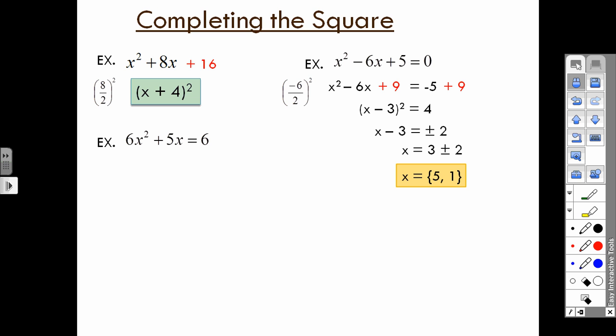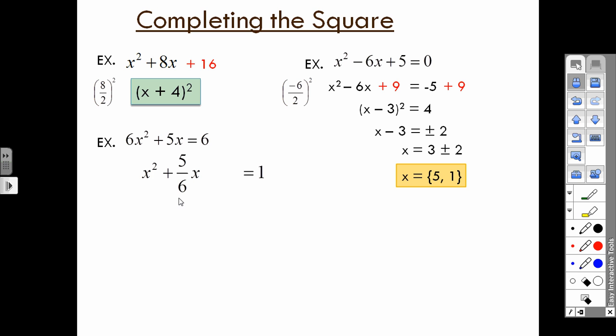So whenever you complete the square, what you need to be aware of is that the coefficient of the quadratic term, or a, needs to be 1. So when it's not 1, you have to take care of that first. So we're going to divide through by 6. So this becomes x squared plus 5/6 x, leaving a space to add something in, is equal to 1, because 6 divided by 6. Okay, so same process as before, but now we have a fraction.